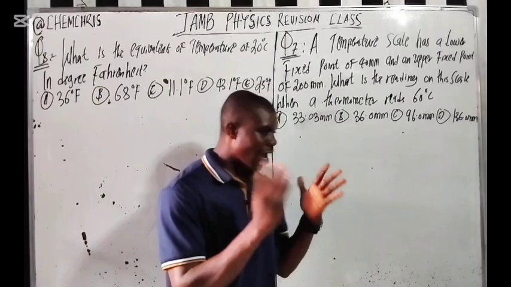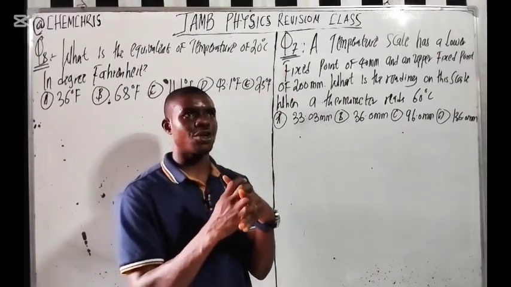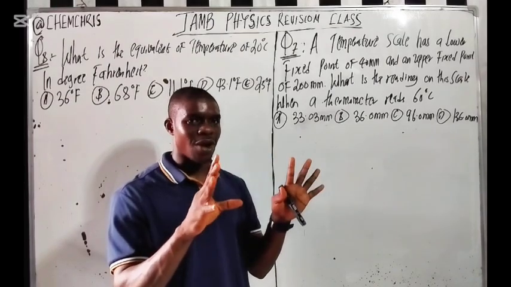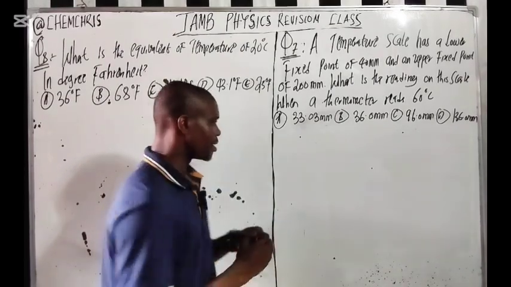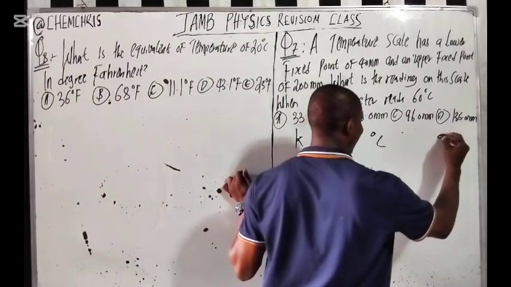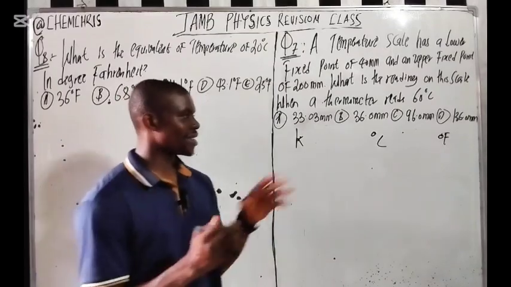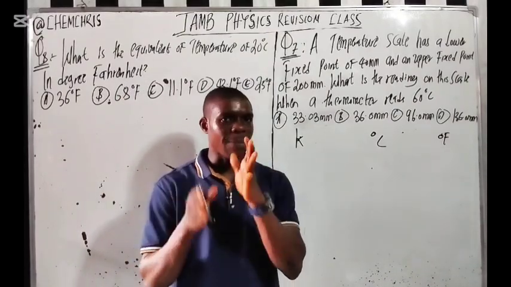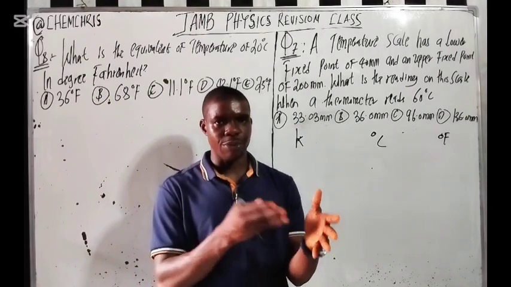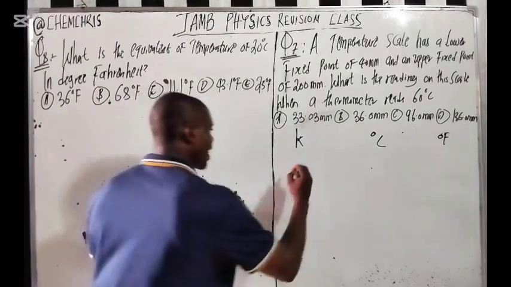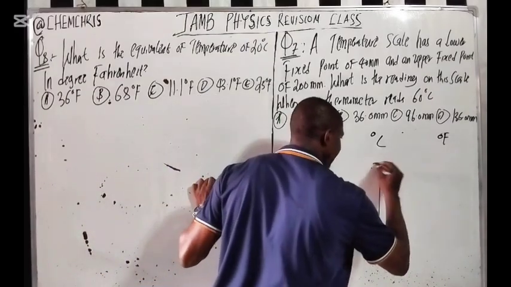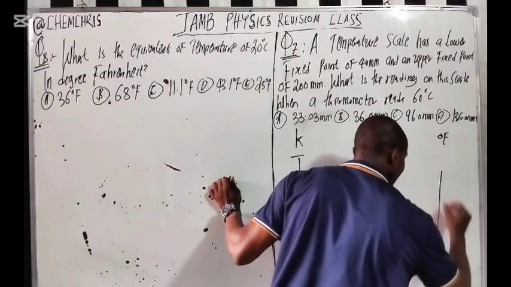Now, when we talk about temperature, temperature is used to measure the hotness or coldness of a body. And temperature has three different scales: the Kelvin scale, the Celsius scale, and the Fahrenheit scale. These are the three main types of scale used when measuring the temperature of a body or a substance. Now, each of these scales has upper fixed points and lower fixed points.